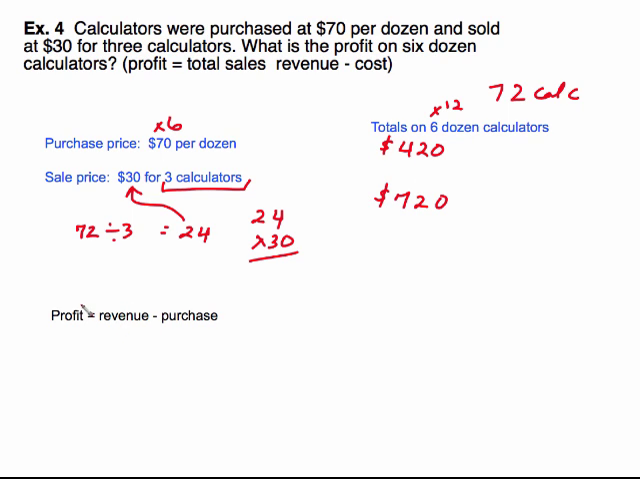So if we want to get the profit, it is the total revenue, which is how much you made. You made $720. Your purchase price on all this was $420. So you made $300 on this deal.